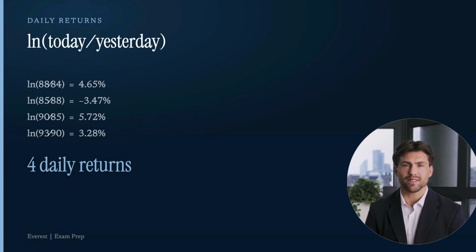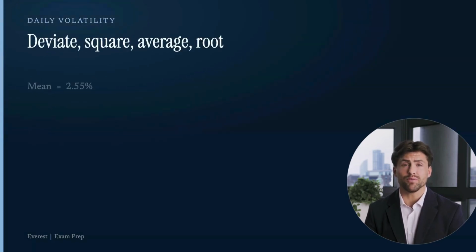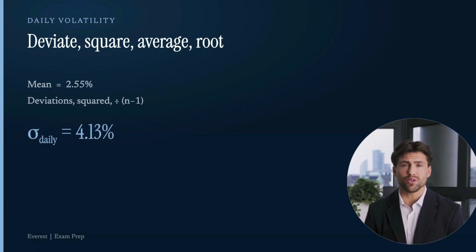over yesterday's. Tuesday over Monday gives about 4.65%. Wednesday over Tuesday gives about negative 3.47%. Thursday over Wednesday gives about 5.72%. Friday over Thursday gives about 3.28%. Average those 4 daily returns and you get about 2.55% per day.